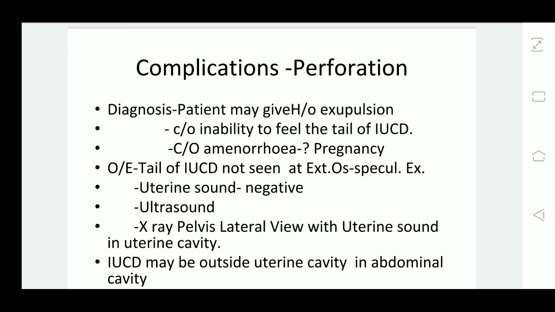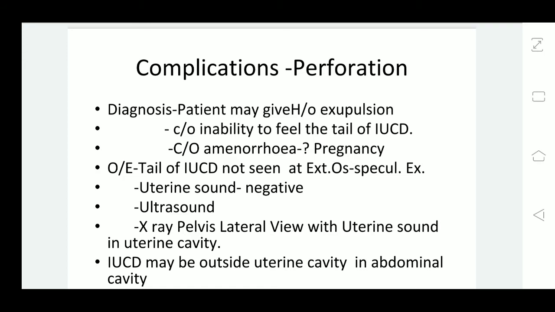Very often ultrasound can help us to locate the copper T where it is, and additionally you can do an X-ray of the pelvis with the sound in the uterine cavity. You put a sound in the uterine cavity and take an X-ray of lateral view. Then you can see whether the image of the IUCD is superimposing the sound, then it is inside the uterine cavity, or whether it is anterior or posterior to the uterine sound.